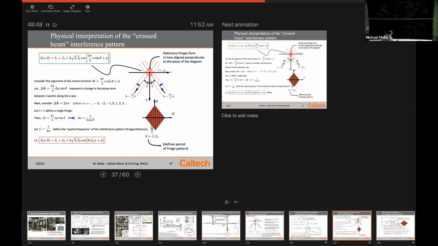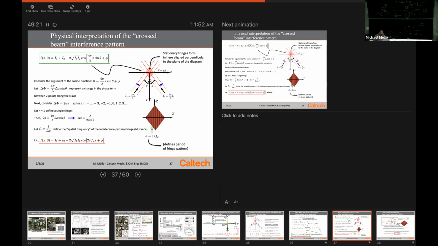And these wiggles are nothing but every time delta phi changes by 2 pi. So you say 4 pi over lambda sine theta, call it delta x, is equal to 2 pi. So in other words, how much distance does it take before this phase changed by 2 pi, right? So that's a good thing to do, right? Cancel the pi's, and you get that delta x is equal to lambda over 2 sine theta.